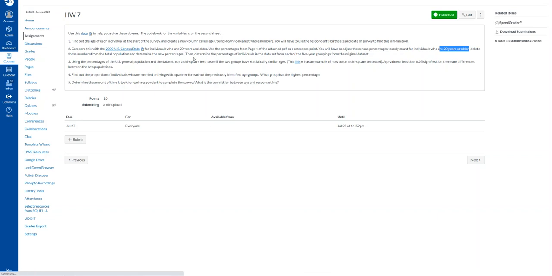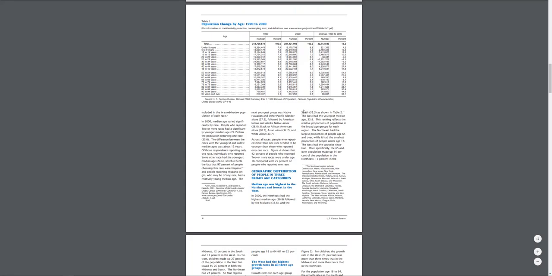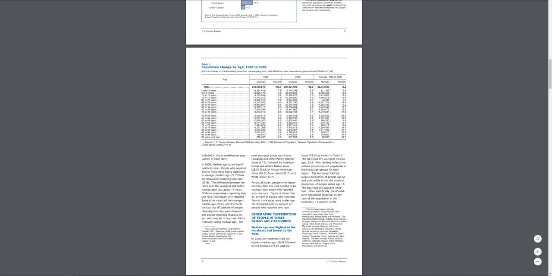So we're talking about this data here. Let me go download it really quick. Looking here at table 4, right here. So from 20 forward. Yep. So that's the data we're looking at.